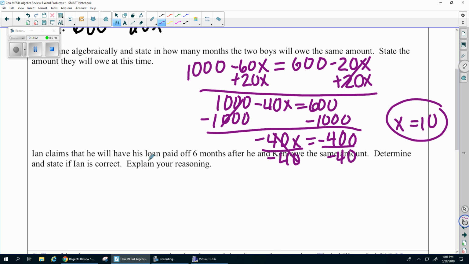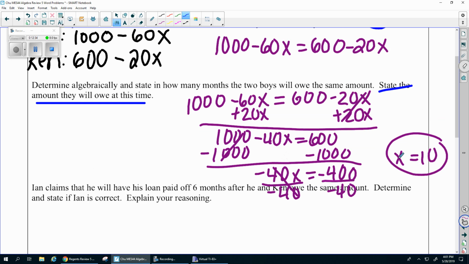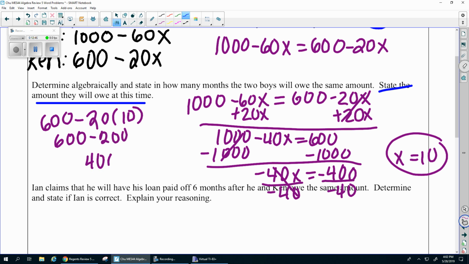Ian claims that he will pay his loan off 6 months after he and Ken owe the same amount. Determine and state if Ian is correct. Oh wait, sorry, I didn't finish the second one. State the amount they will owe at this time. So 10 months later, let's use whichever equation you like. I'm going to use Ken's. 600 minus 20 times 10 equals 600 minus 200. $400. They will owe $400 at this time.